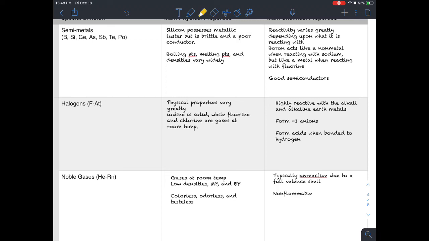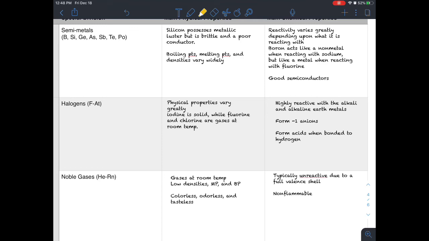All right, a few other things here. Similar to some of the other things we've talked about, the physical properties can vary greatly. We know that iodine is solid, but fluorine and chlorine are gases at room temperature. Even bromine is a liquid at room temperature. So we see 3 different phases of matter within the same family, which is not very typical.